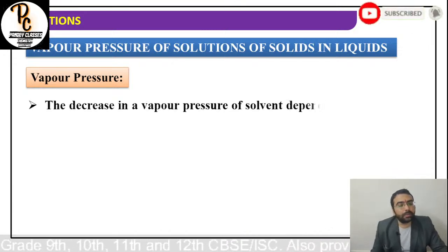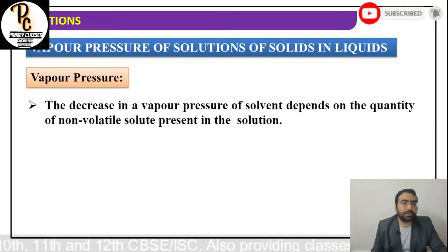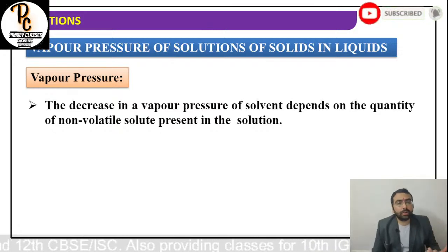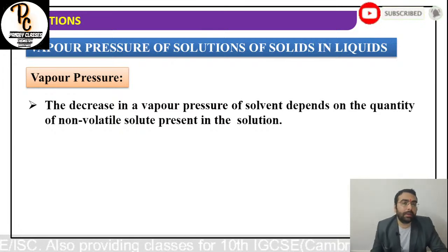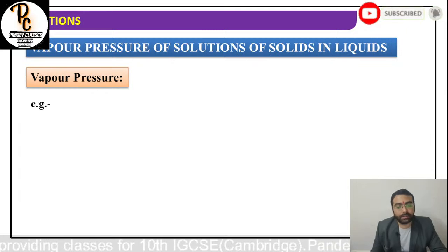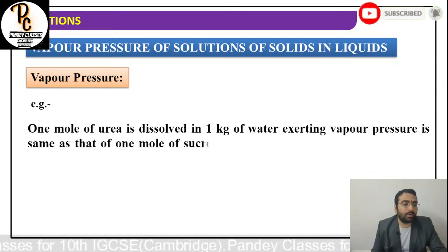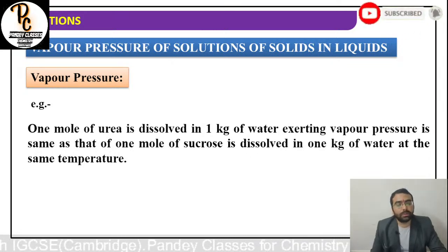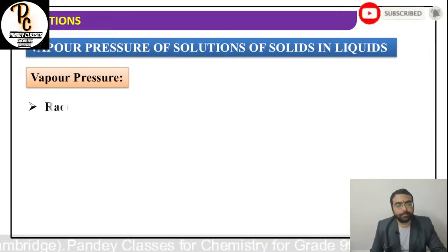The decrease in vapor pressure of the solvent depends on the quantity of non-volatile solute present in the solution. And how much it will decrease depends on the amount of non-volatile solute particles that we are taking. Example: 1 mole of urea dissolved in 1 kilogram of water exerts the same vapor pressure as 1 mole of sucrose dissolved in 1 kg of water at the same temperature.